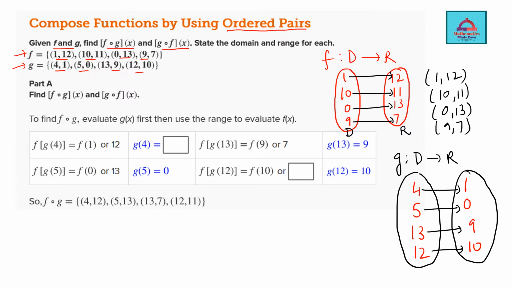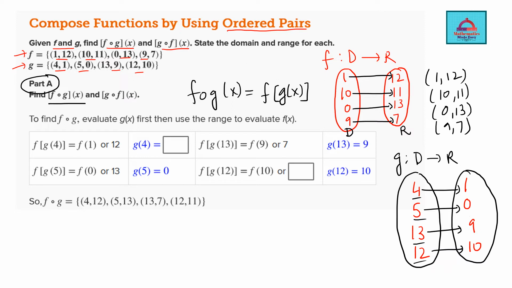Okay, now that both functions are ready, we are ready to solve our question. First we need to find f o g x. In part A, we are going to do that. So f o g x by definition is the f function, and inside the f function you substitute g(x). So let's come to g(x). What are the points in g(x)? 4, 5, 13, 12. At these points we are going to find the function value.